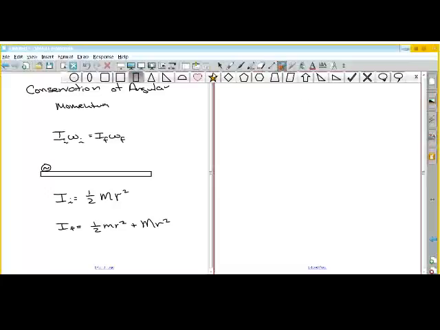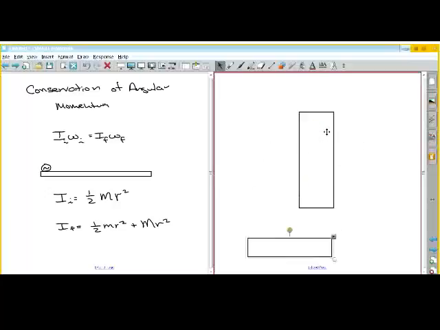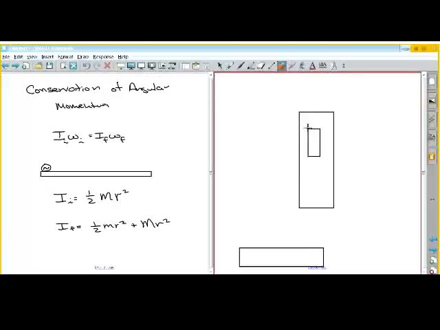Whereas with the ice skater, you have, say, the person's body, and then you consider the arms as a separate part. So initially, you've got the moment of inertia of this part plus the moment of inertia of that part, and then what happens is the person brings their arms in. So instead of having that, you might have something that's like that. Same mass, but it's moved into the center. And so the initial moment of inertia is larger than the final moment of inertia. In that case, the thing speeds up as they move their hands in.